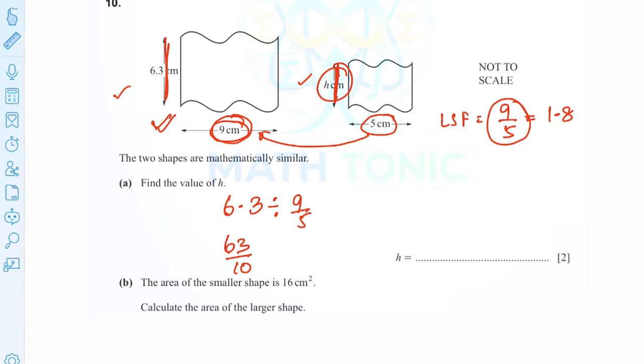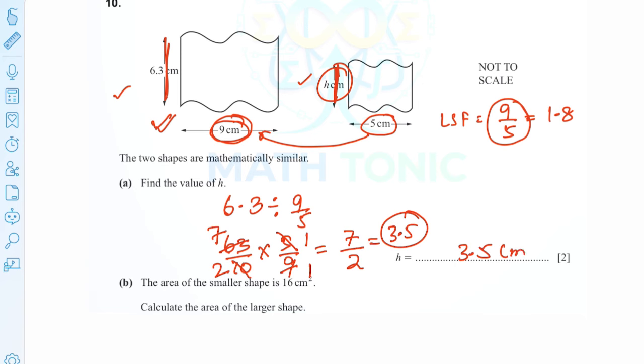So 63 over 10 times, flip the fraction like this, right? If you know how to cancel this out, it is 5 times 1, 5 times 2, and this is 9 times 1, and this is 9 times 7. So numerator times numerator is 7, and 2 times 1 is 2, and 7 over 2 means 3.5. So the height I got is 3.5 centimeters. Did you get it, everyone, clearly? So I used the length scale factor to find it, and we got the answer 3.5.